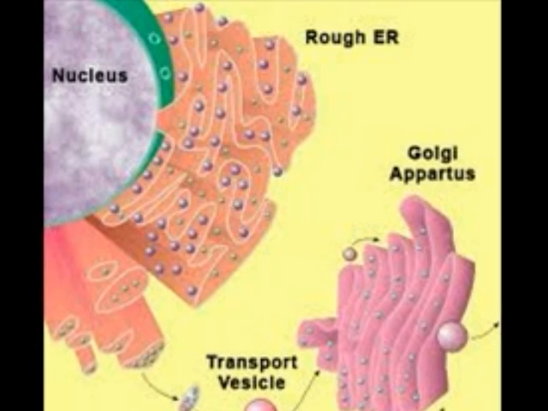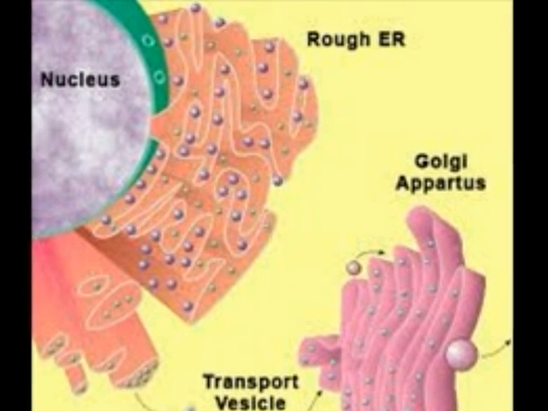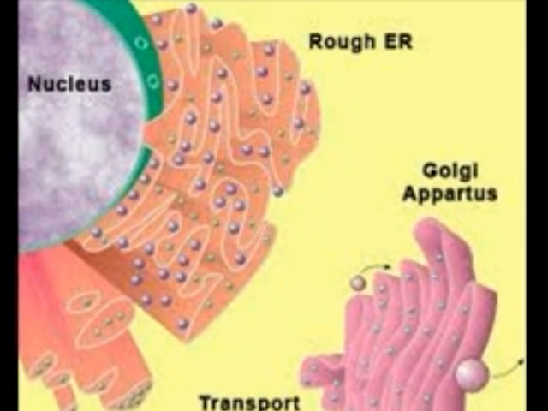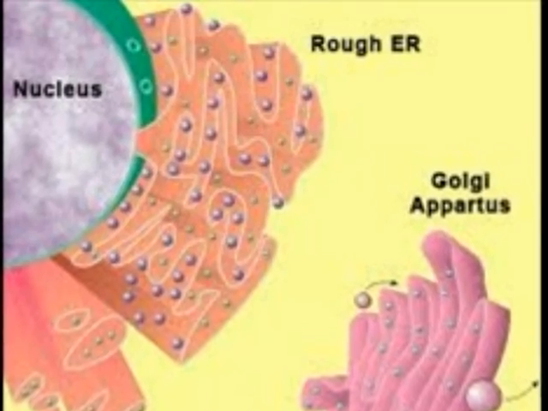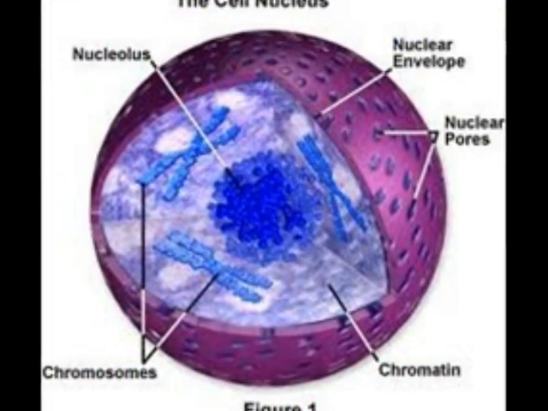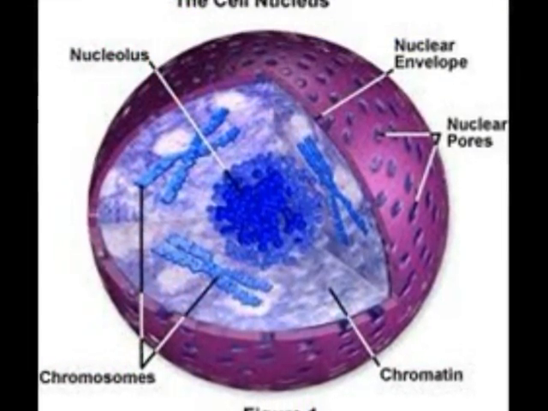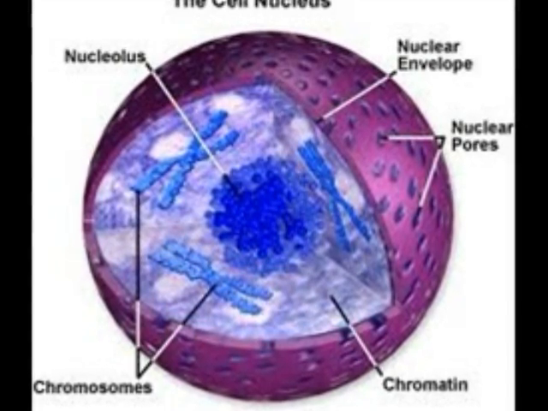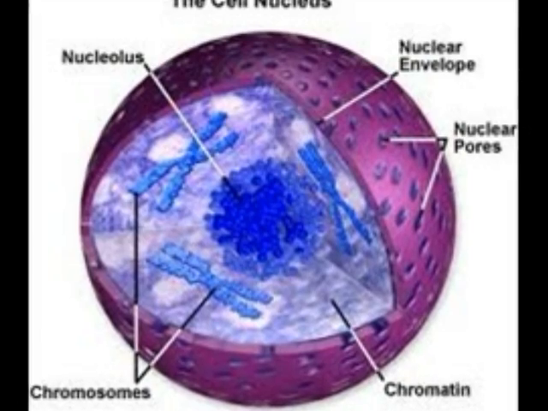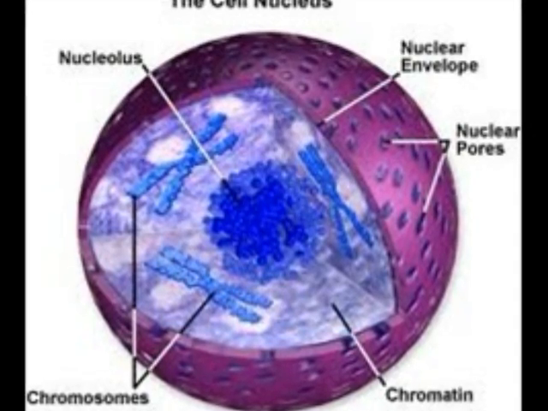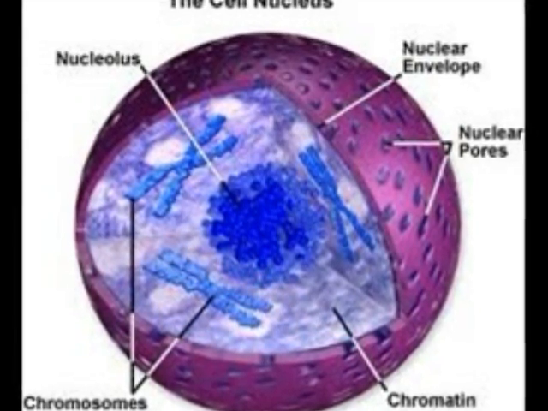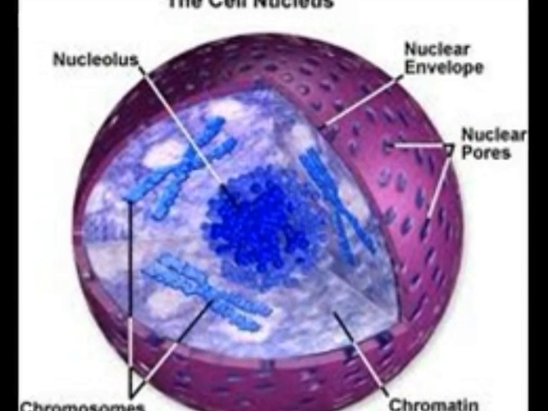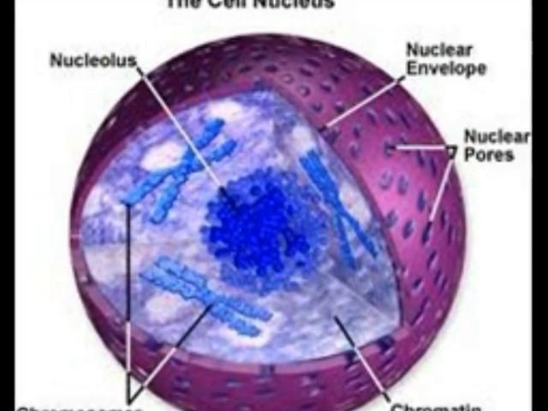Along with the secretory vesicle, there is also a transport vesicle, and its only function is it carries ER products to the Golgi. Now we are going to enter the organelle that controls the cell, and contains the nucleolus and chromatin. This organelle is the nucleus! The nucleus is surrounded by the nuclear envelope, which is a double membrane that forms the boundary between the nuclear contents and the cytoplasm.